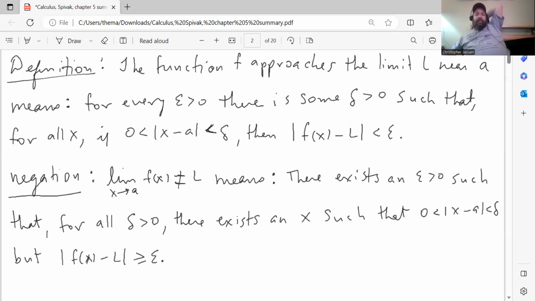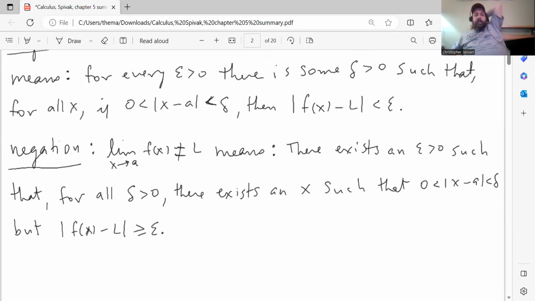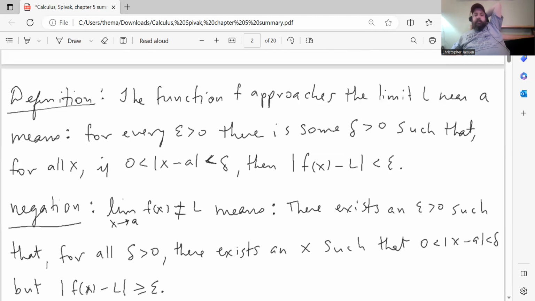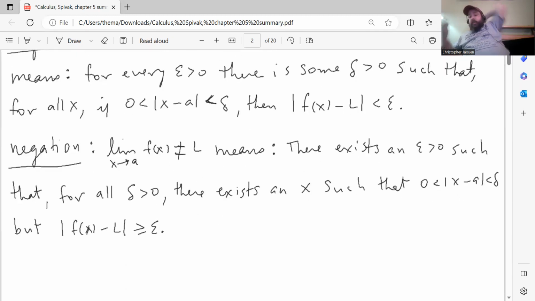Before I do that, though, it is important to know the negation of the definition of limit. That's because sometimes you want to show that the limit isn't some number L. So for example, if the limit as x goes to a of f(x) is not L, what this means is there exists an epsilon greater than 0 such that for all delta greater than 0, there exists an x such that 0 < |x - a| < delta, but |f(x) - L| ≥ epsilon.